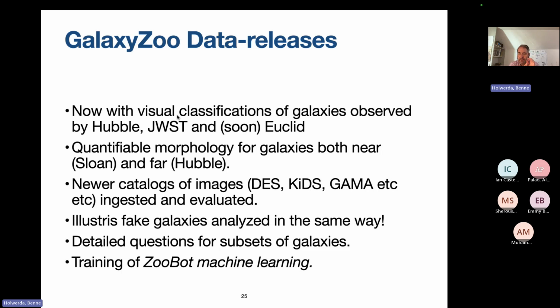So we can have quantifiable morphology for galaxies. So we can actually say high probability, low probability of a bar, both nearby with Sloan and the other nearby surveys. And then now with JWST, soon Euclid, we can go halfway across the universe and look at the morphologies there. So you can have a question like, hey, how common are bars, for example, but out to much greater distances. So these newer catalogs, DES, KiDS, GAMA, etc., can be ingested and evaluated.